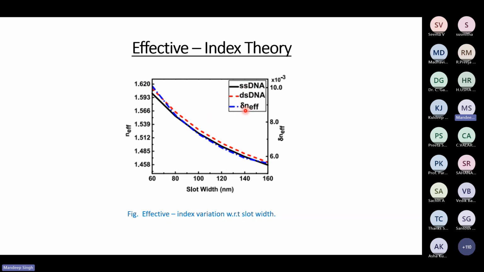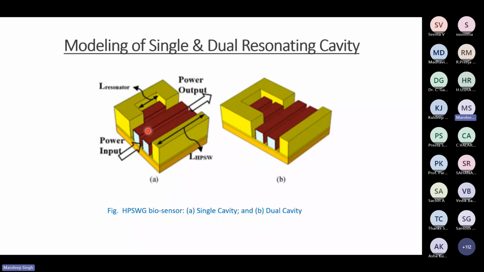Similarly, we can calculate delta n effective for different slot widths, because we are again using a slot waveguide. For different slot widths we can get this value and put it in a simulator. For example, the slot width is 100 nanometer, and we can use 1.5, here 1.515. All such things we can take and put in a simulator across the material properties.